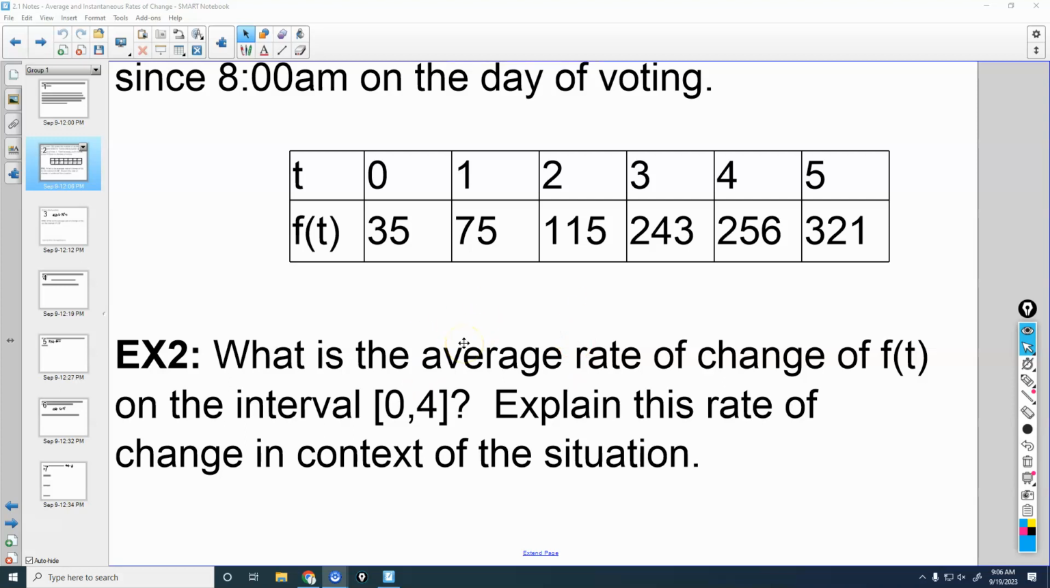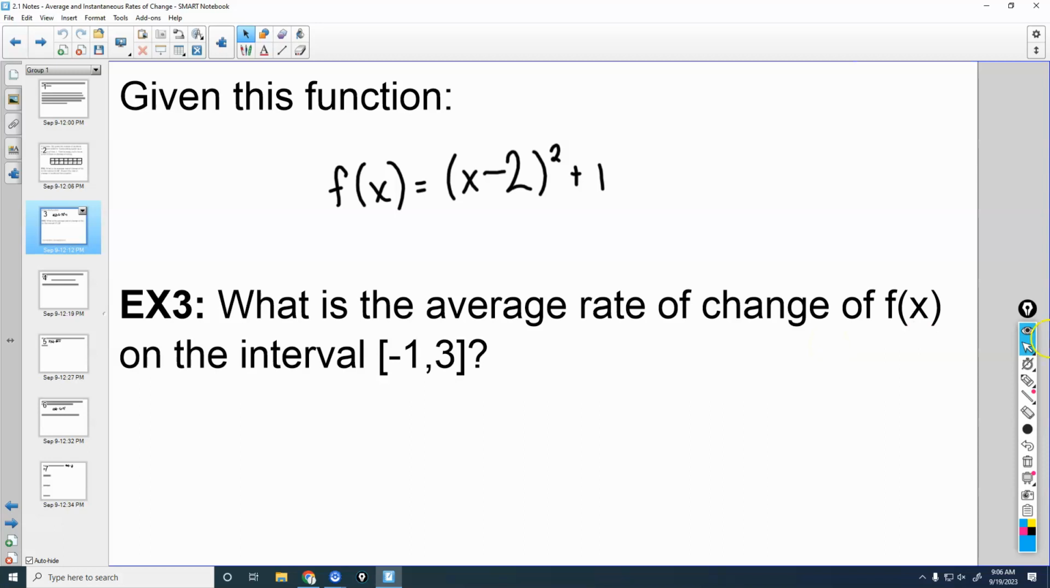We finished example 2, didn't we? I think. Okay. Let's look at example 3.